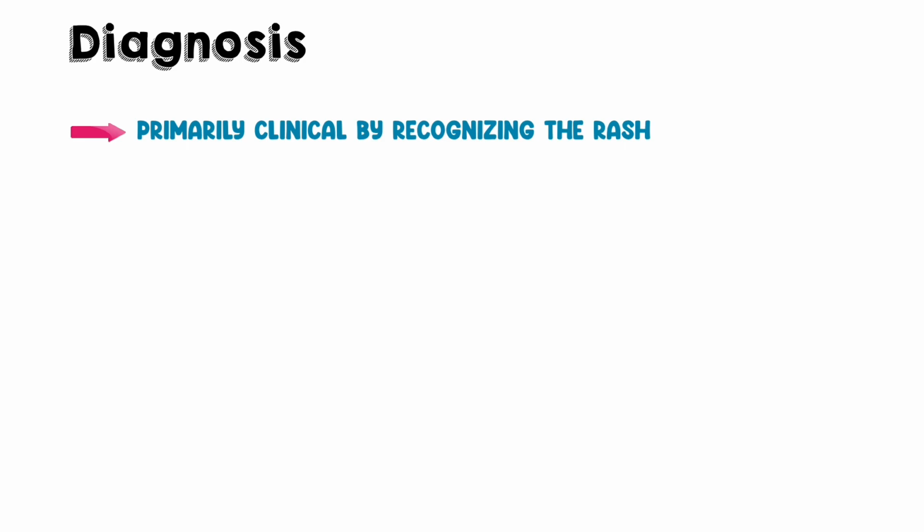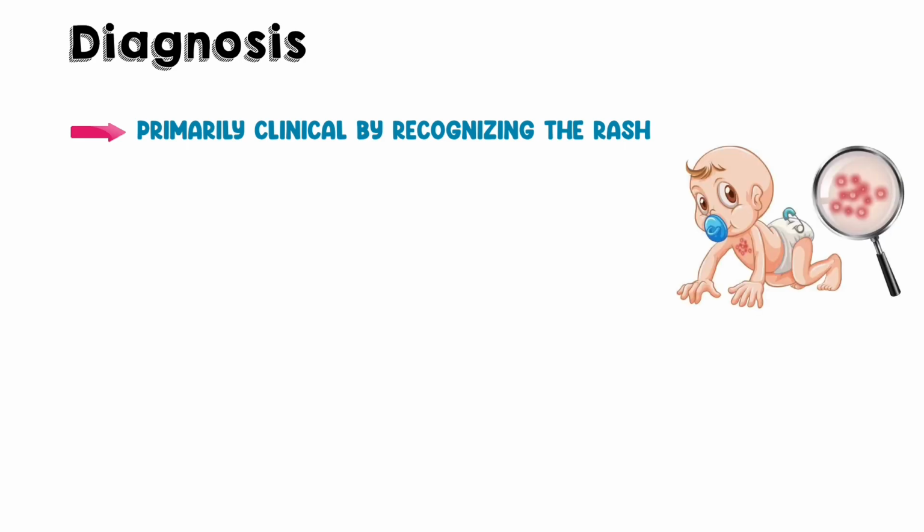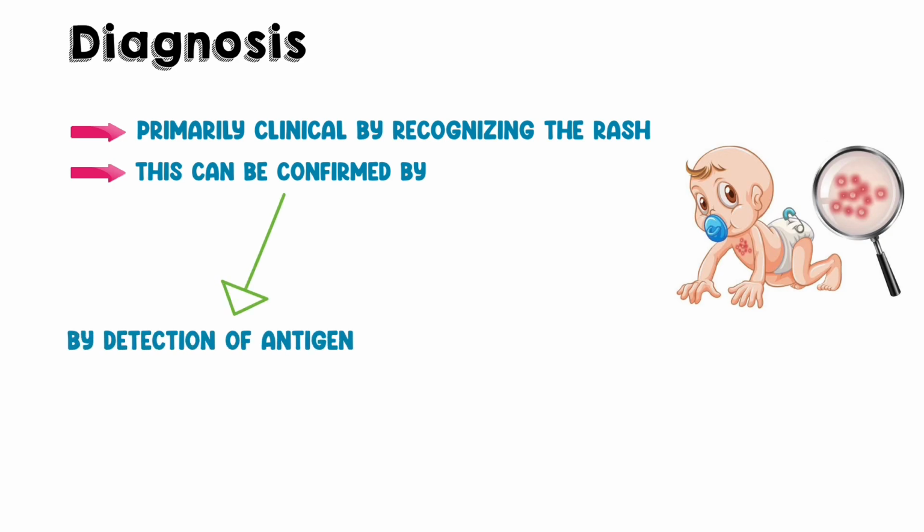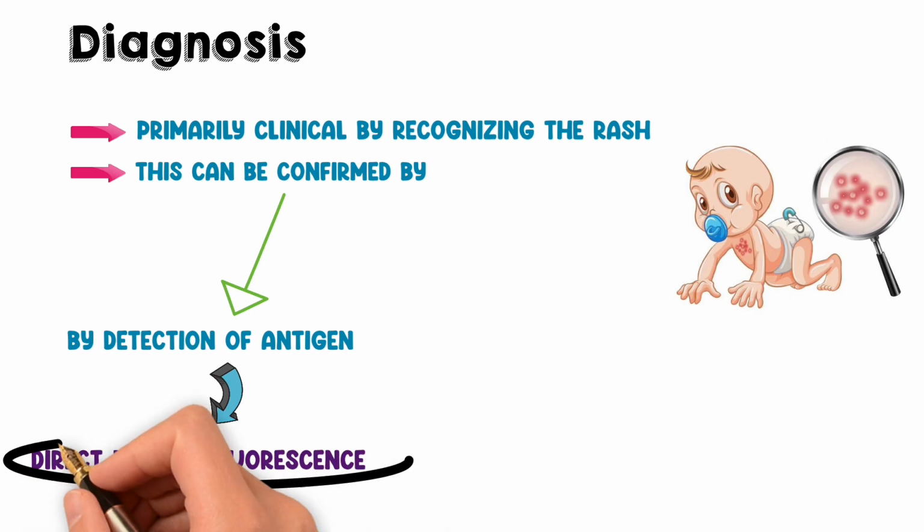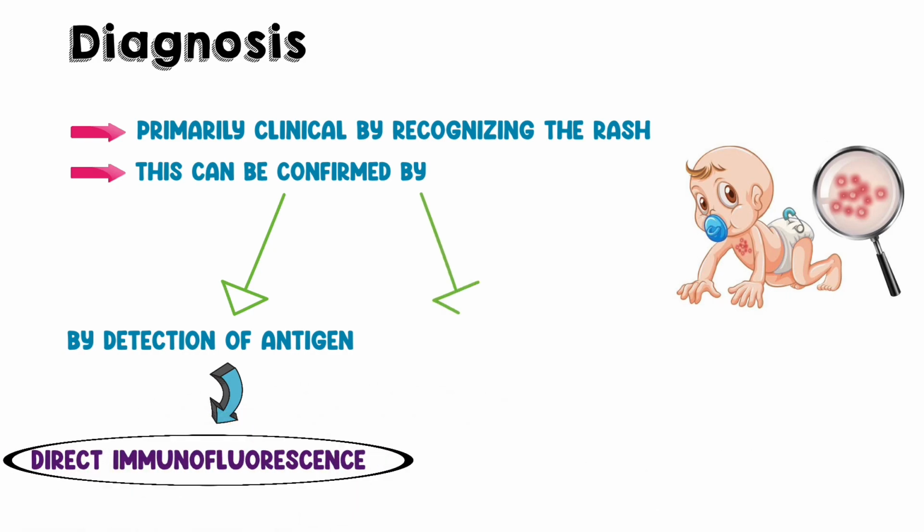Now, how to diagnose chickenpox? It is primarily diagnosed clinically by recognizing the rash, but if necessary, chickenpox can be confirmed by detection of antigen through direct immunofluorescence method, or by detection of DNA through polymerase chain reaction.